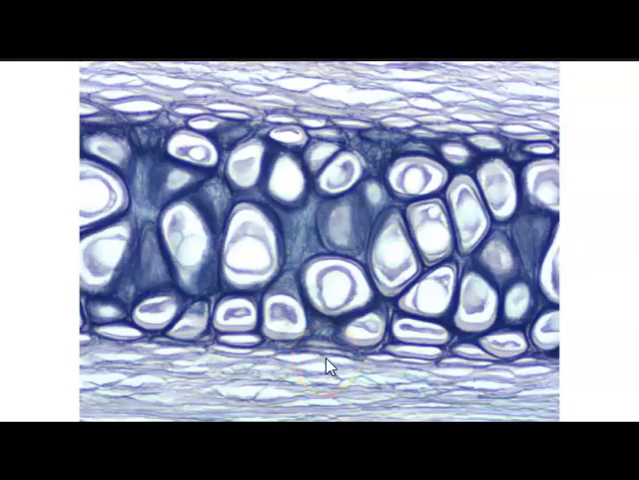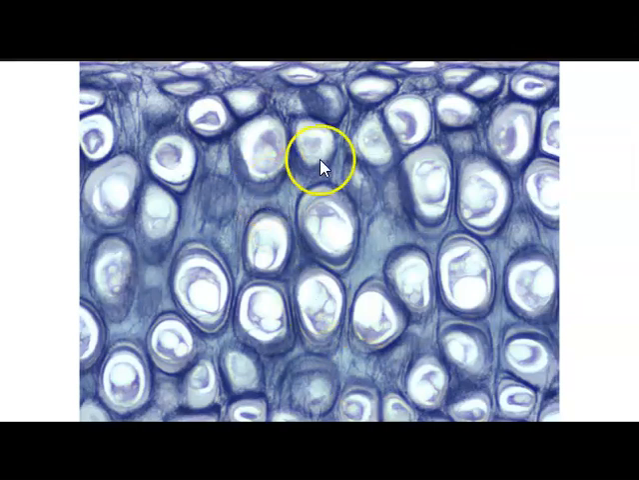This is the third type of cartilage. This is elastic cartilage. We have large chondrocytes sitting in large lacunae, and then between the chondrocytes and their lacunae, we can see these dark staining fibers, elastic fibers within the elastic cartilage. Make sure you know where we can find elastic cartilage, such as the pinna of the ear, as well as the epiglottis.